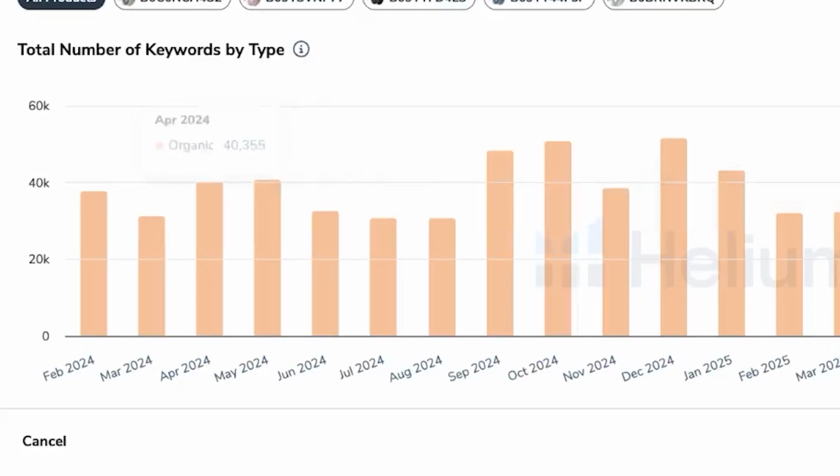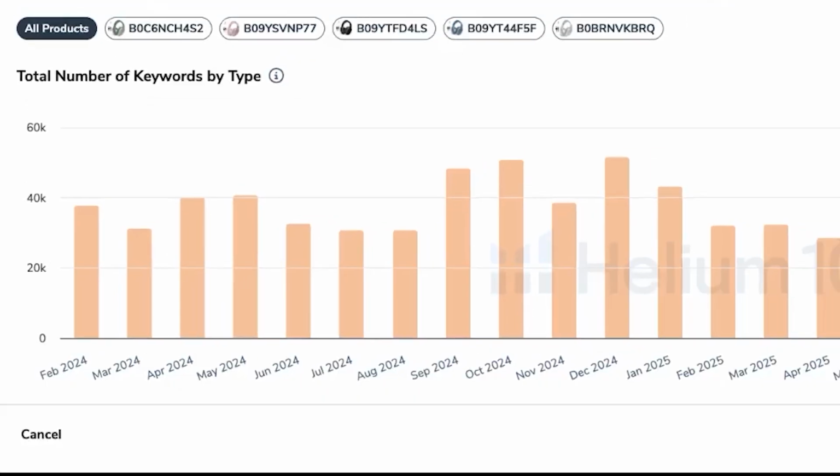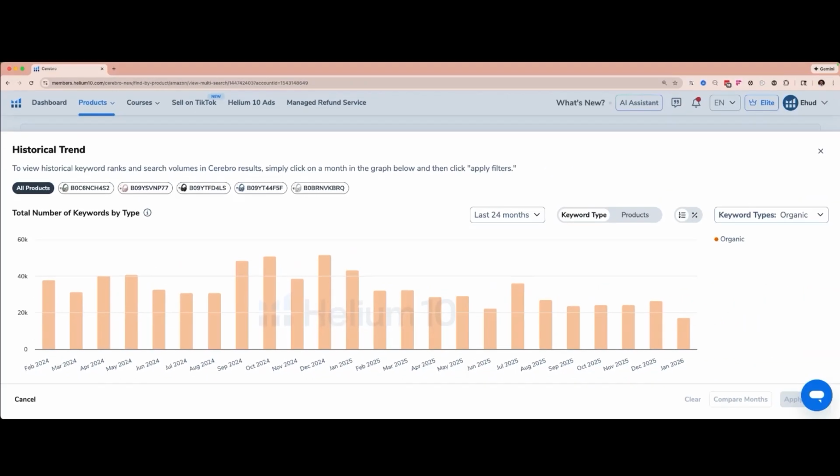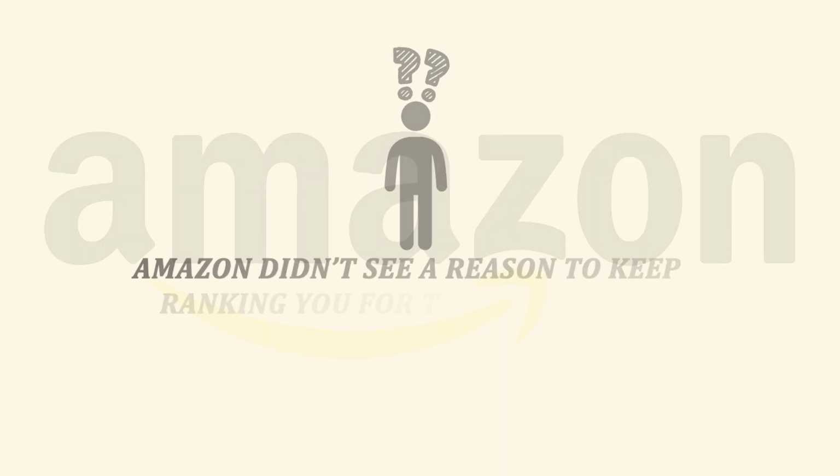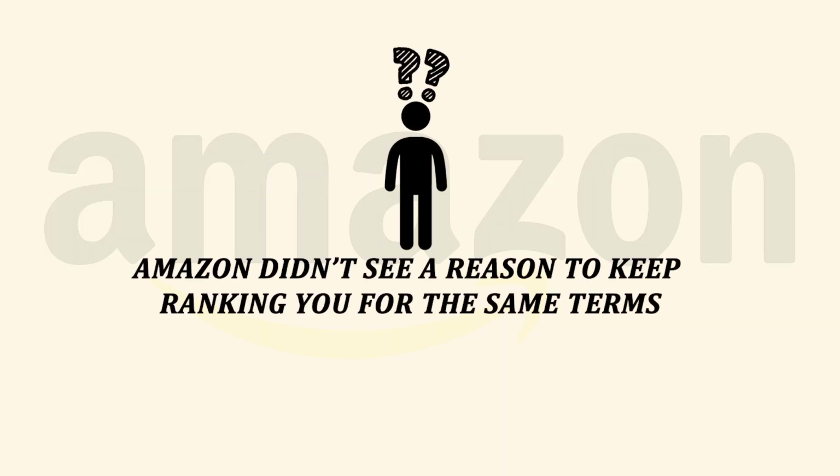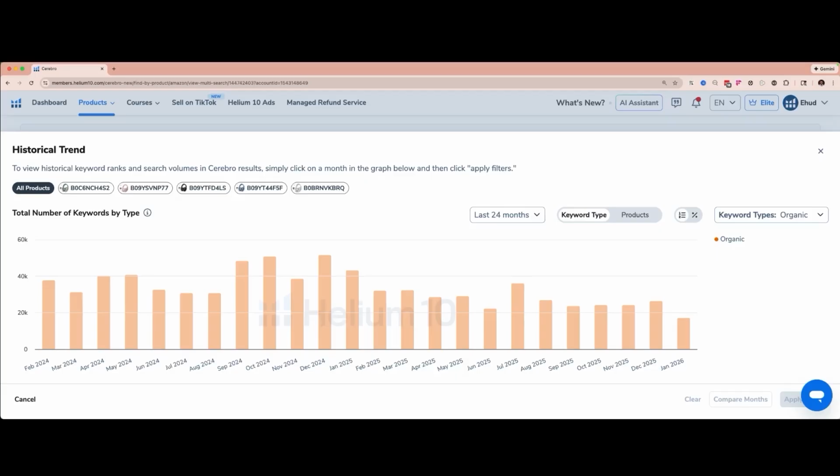But this whole thing tells us that Amazon completely stopped showing our product in those searches. And then the seller will usually just say, but we didn't do anything wrong. And that's kind of the point. Amazon didn't see a reason to keep ranking you for these same terms. If this was a quality problem or a listing problem, you'd see the remaining keywords tank too. That's not what happened. It's really what survived. So it's not like the organic rankings just got worse. They completely disappeared. It's a different problem.